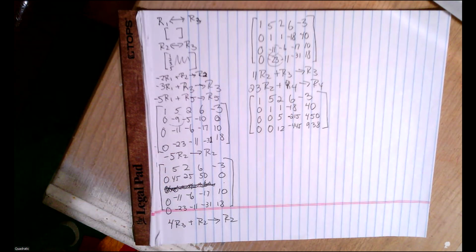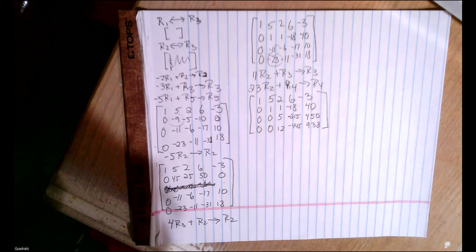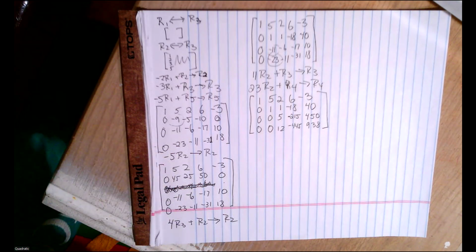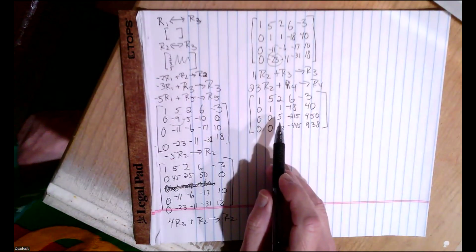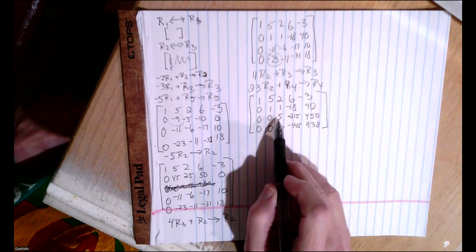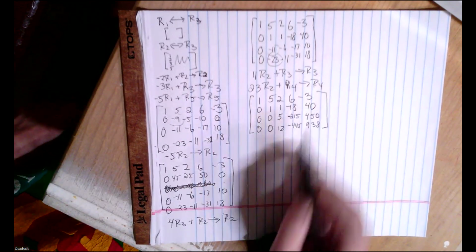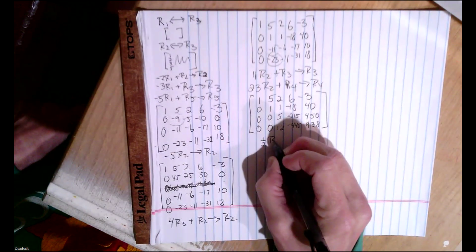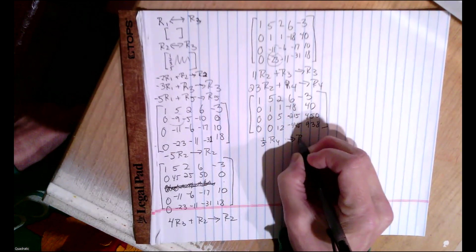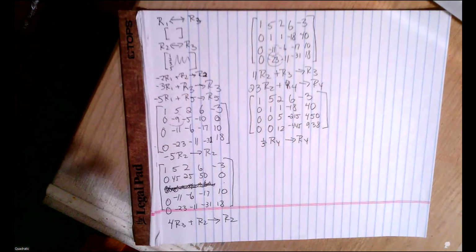Okay, this looks good. Now, my next trick, I want to turn that 5 into a 1. Here I am going to divide the third row by 5 because everything here is a multiple of 5. So I'm just going to do 1/5 times row 4, and that's going to become my new row 4. And again, if you'd rather just multiply each row by the fraction, you can. I'm trying to avoid fractions.